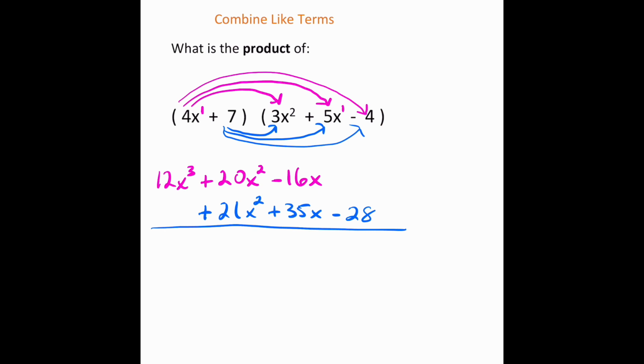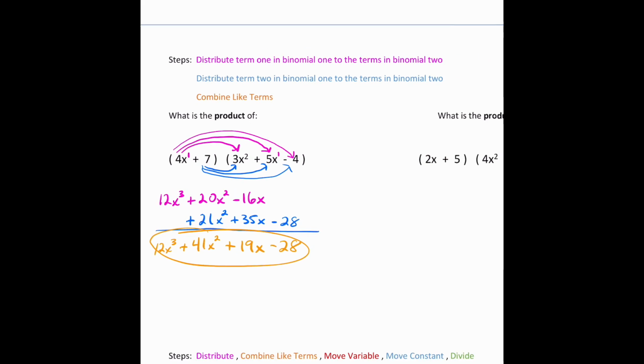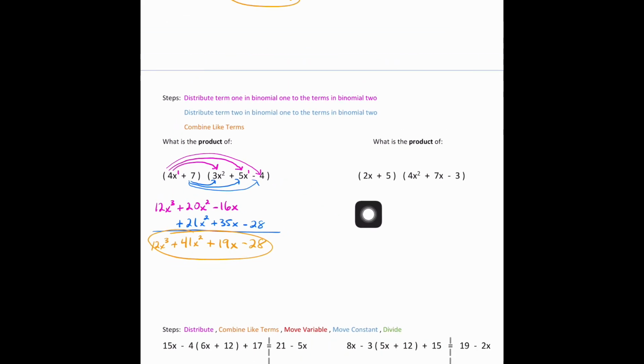12x cubed, nobody home. Bring it on down. 20x squared plus 21x squared. Exactly. 41x squared. Negative 16x plus 35x plus 19x. Bring down your negative 28, and you are complete with that one. Go ahead and try the one to the right.